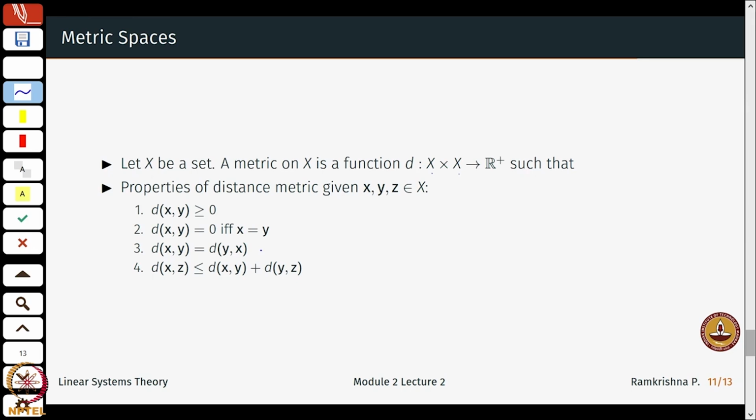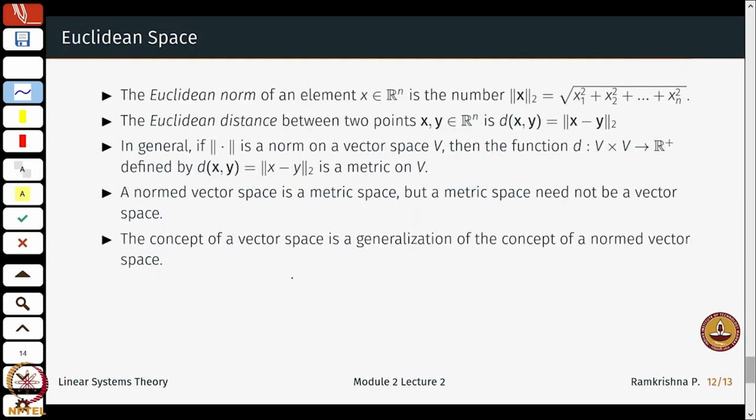First, the distance between 2 points is greater than or equal to 0, and it is equal to 0 if and only if the 2 points are the same. Secondly, the distance from point x to point y will be the same as the distance from point y to point x, kind of obvious, right. And of course, the equivalent of the triangle inequality: the distance between x and z will be less than or equal to the distance between x and y plus the distance between y and z.